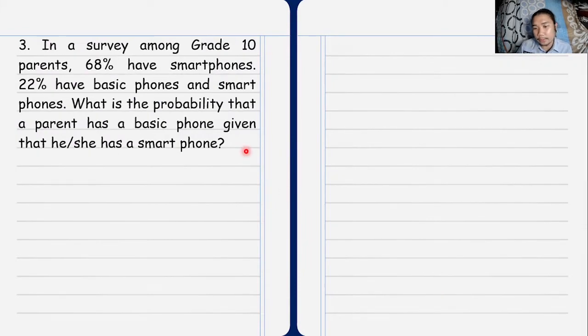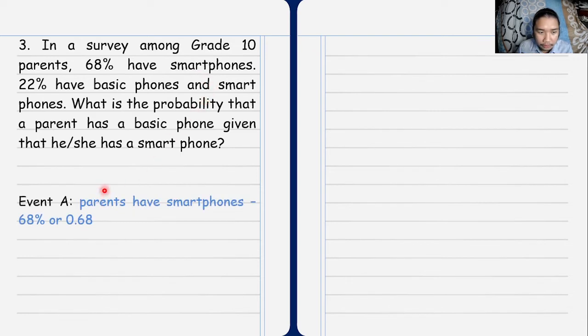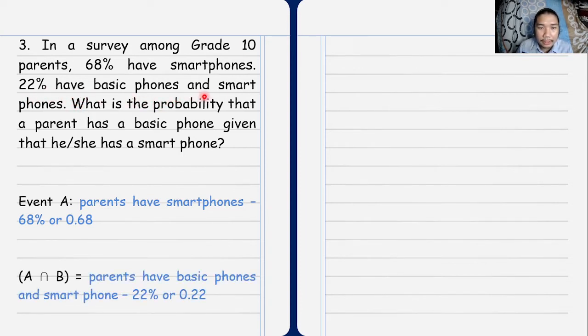So number 3, or example number 3, in a survey among the grade 10 parents, 68% have smartphones. So that will be our event A. And then 22% have basic phones and smartphones. Basically, or automatically, that is our intersection since mayroon tayong word na "and".